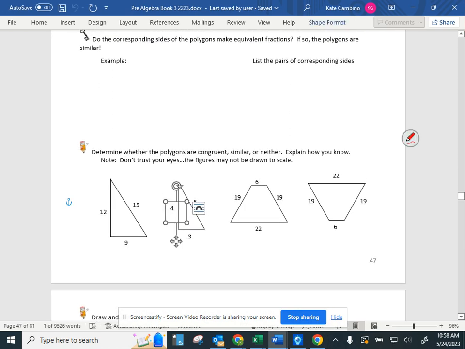The corresponding sides, if they're similar, make equivalent fractions. So they're going up or going down at the same rate, multiplying by the same number or dividing by the same number, on each and every side. So if they are similar, so let's say this triangle and this triangle, we said that our angles will be congruent. So if they give you angle measurements, each angle measurement matches up and is identical. They are equal to each other.